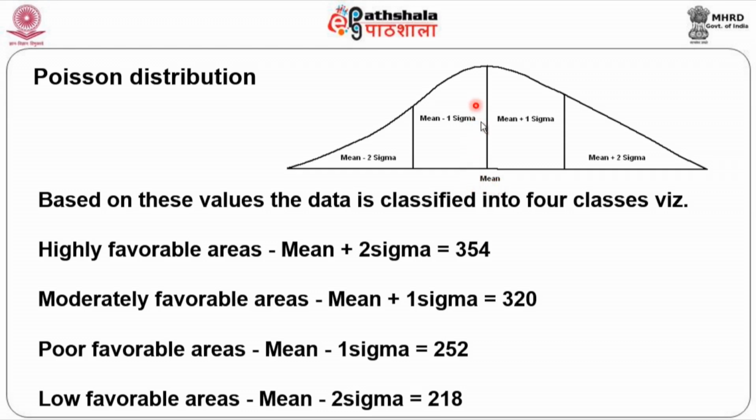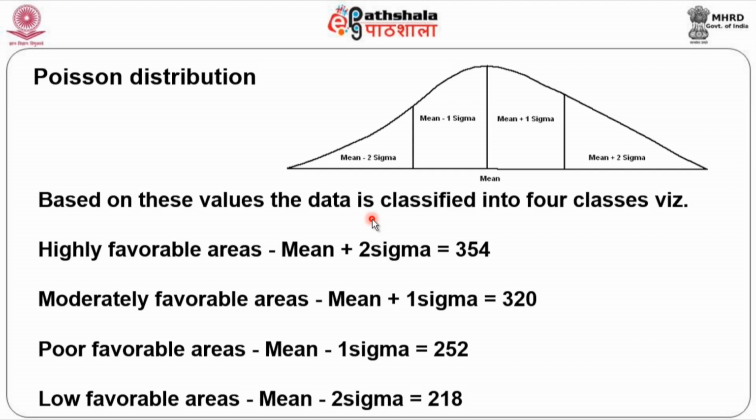So what I do now is classify the data and select these polygons accordingly. How? The values are based on 100 to 400. So highly favorable zones in my context are mean plus 2 sigma, moderately favorable zones are mean plus 1 sigma, poorly favorable zones are mean minus 1 sigma, and least favorable or low favorable zones are mean minus 2 sigma. It is very simple and straightforward. Now, the values are mathematically calculated.